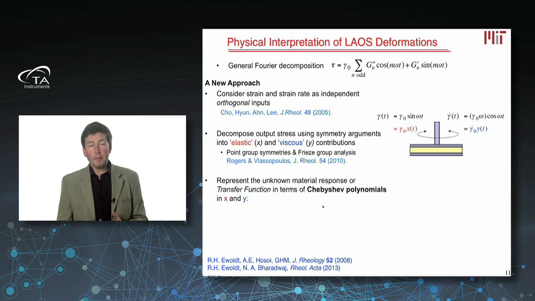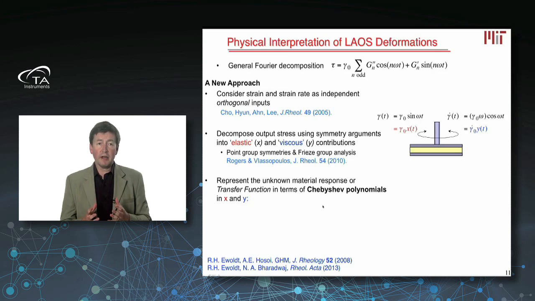Okay, so we're going to base this on work that was done by Cho and Lee in 2005. And their basic idea was to think about the idea that when you've got a material in a rheometer, you've got two orthogonal inputs. You've got, along the x-axis, if you like, you can think about strain as a variable, and that's what I've shown in red here.